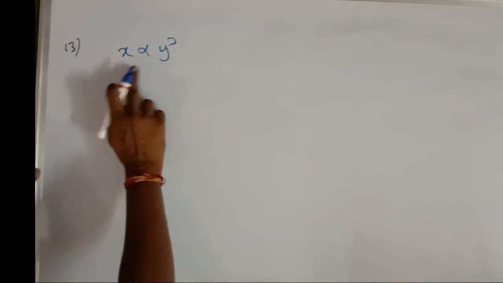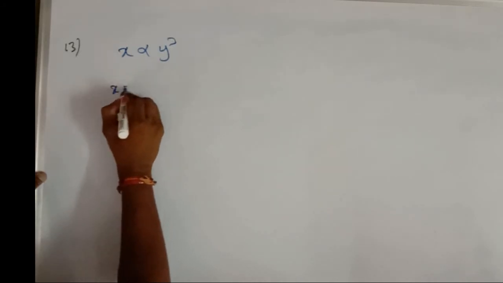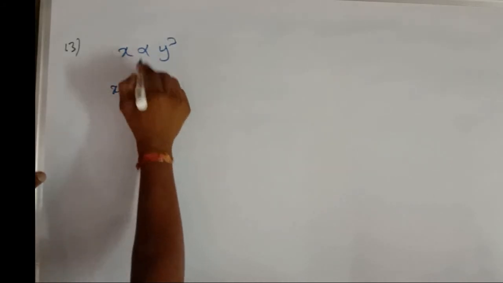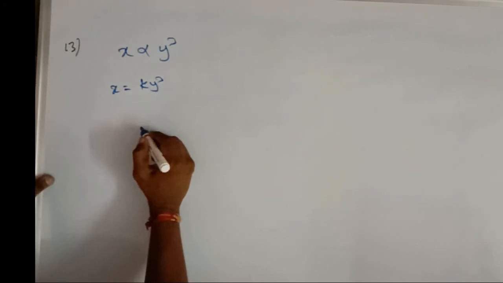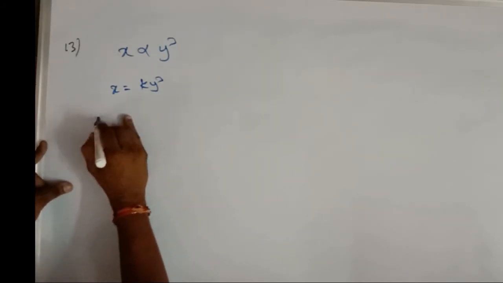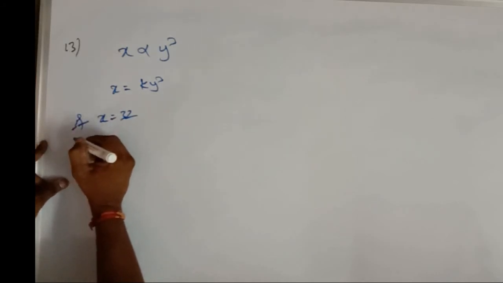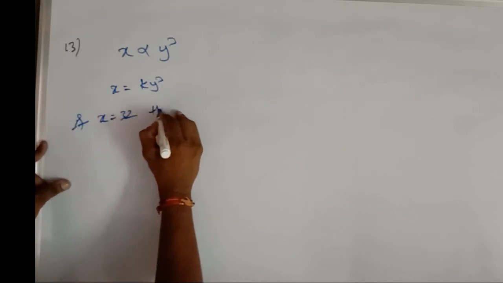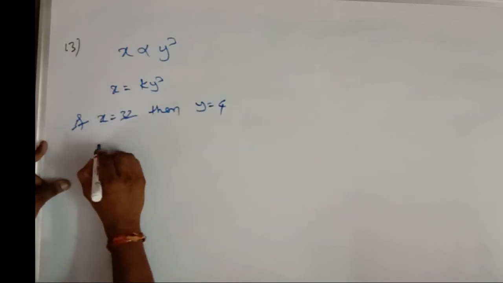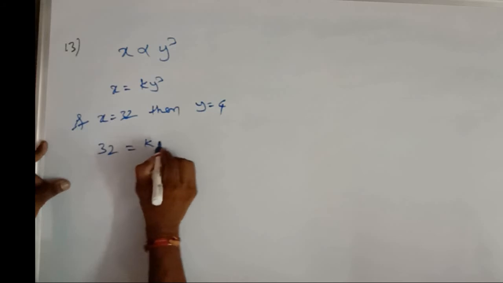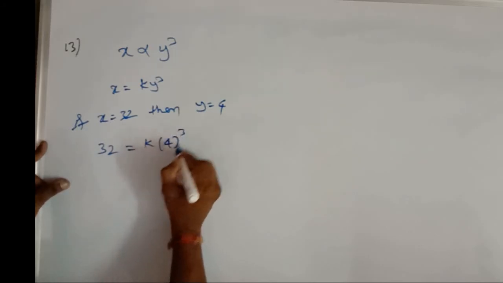X is directly varying to the cube of y, that is y cube. Here x is equal to k y cube, because I am taking out this proportion and taking it as a constant. K is a constant here. Then if x is equal to 32, then y is equal to 4. That means wherever x value is, I am going to substitute 32. So 32 is equal to k into 4 cube.